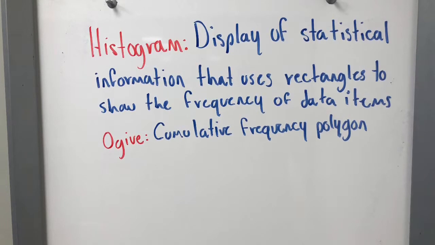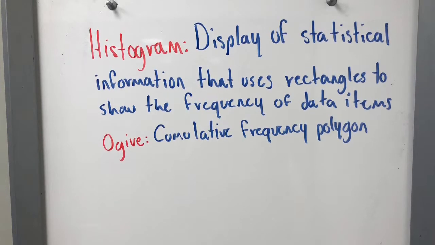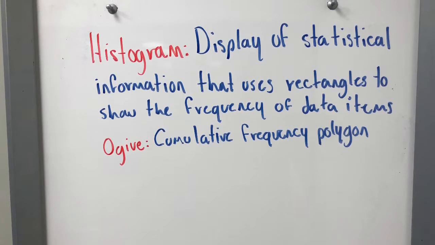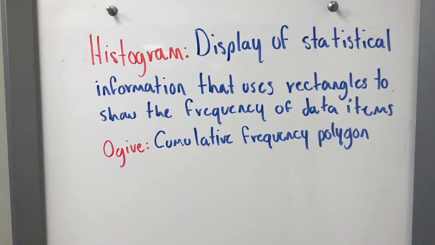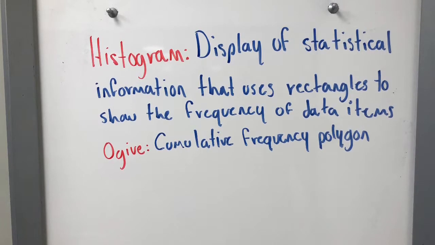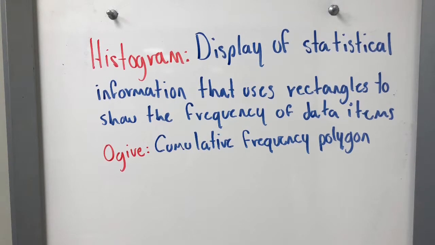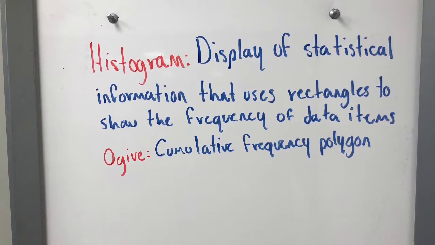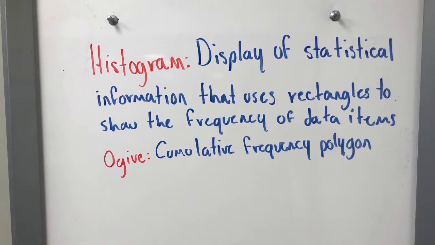A histogram is a display of statistical information that uses rectangles to show the frequency of data items in successive numerical intervals of equal size. In the most common form of histogram, the independent variable is plotted along the horizontal axis and the dependent variable is plotted along the vertical axis. The data appears as colored shaded rectangles of variable area.